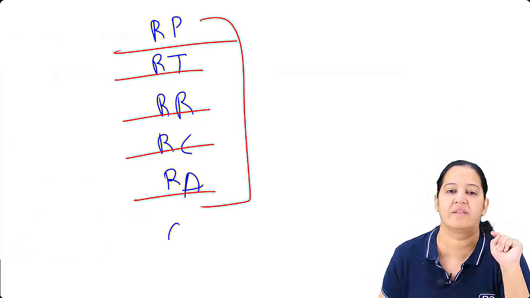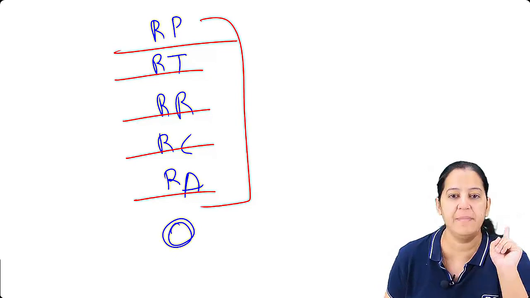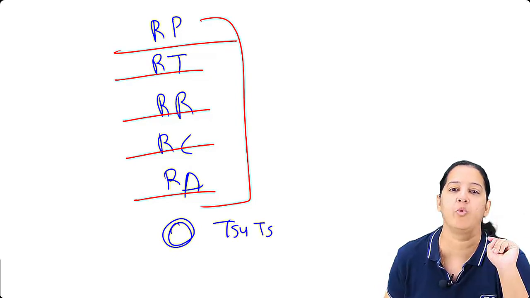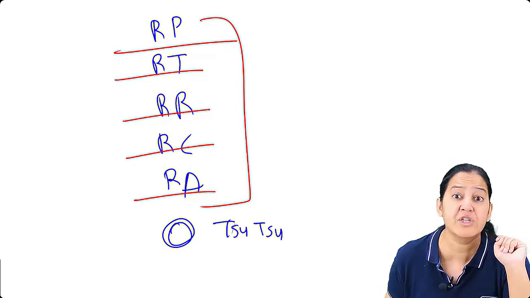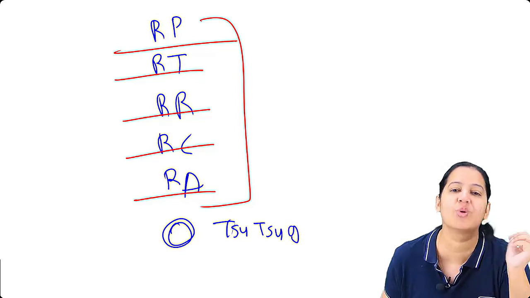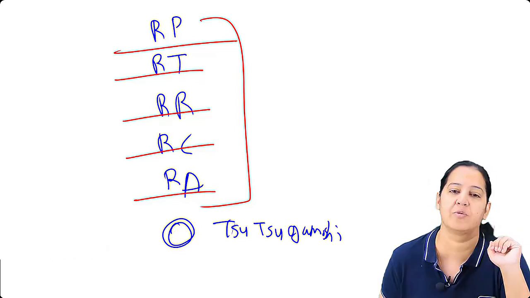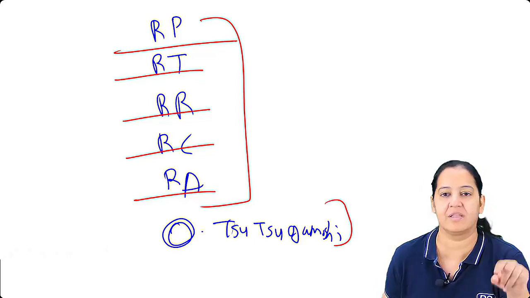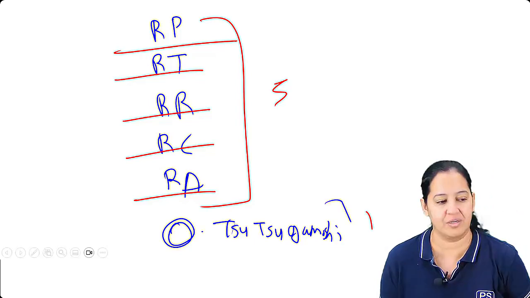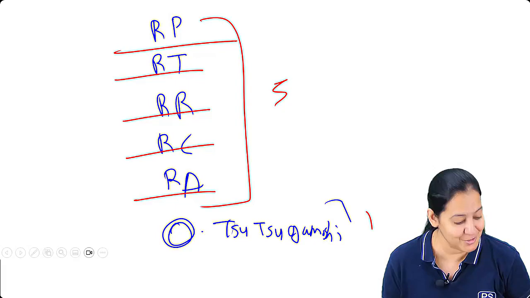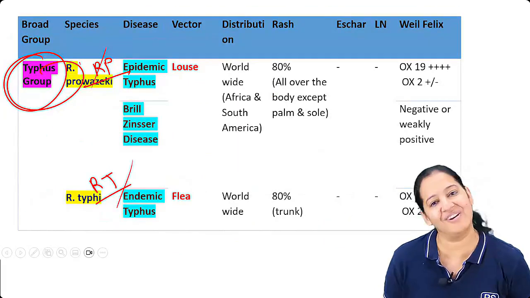Orientia is only one, the 6th one. The name is Orientia tsutsugamushi. The T is silent. Don't say tissue. Say sutsugamushi. So the name is Orientia tsutsugamushi. So total 6 organisms are there: the 5 Rickettsia and 1 Orientia. Understood? So first learn this.